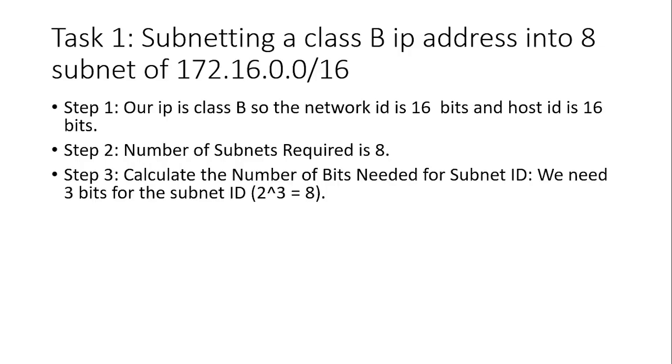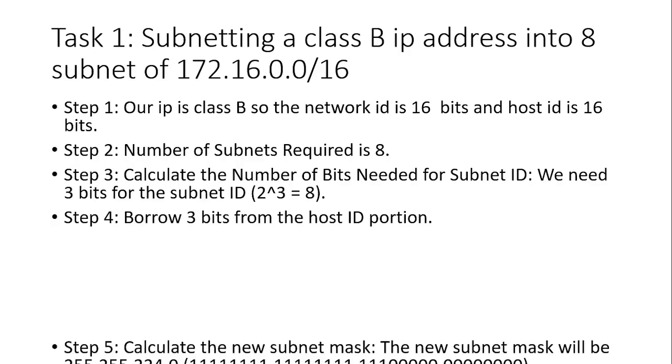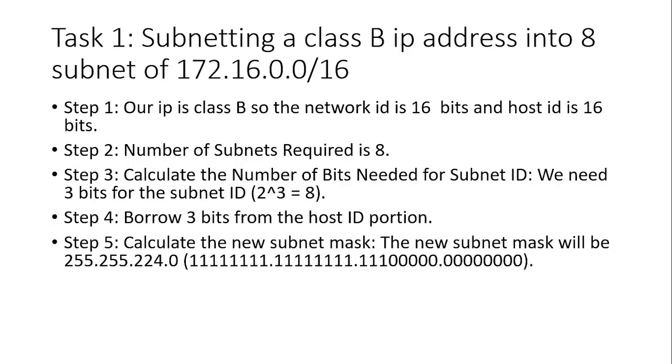Calculating the minimum number of bits required for the subnet ID is easy. We need 3 bits because 2 raised to the power 3 equals 8. By borrowing these 3 bits, we have effectively divided our network into 8 smaller subnets. With these 3 bits now part of the subnet ID, we can calculate the subnet mask. It becomes 255.255.224.0, which we can also represent in binary form.